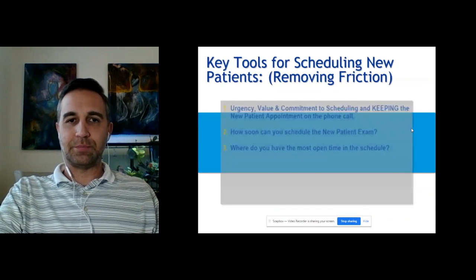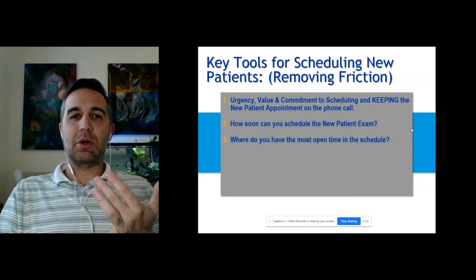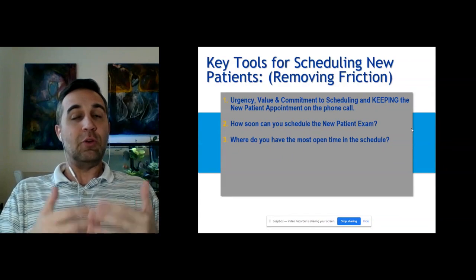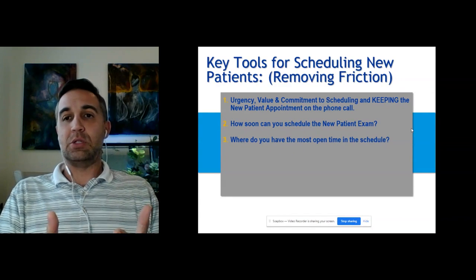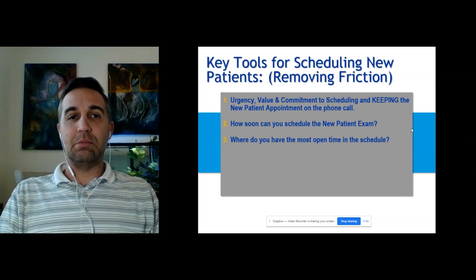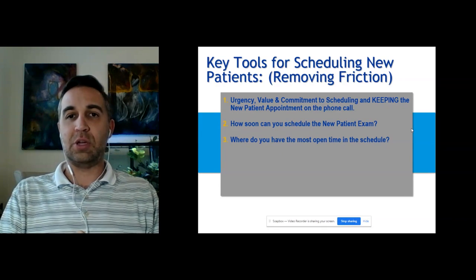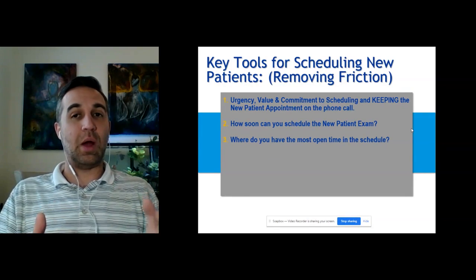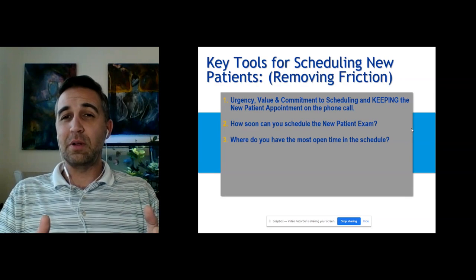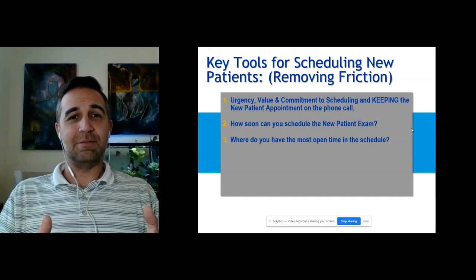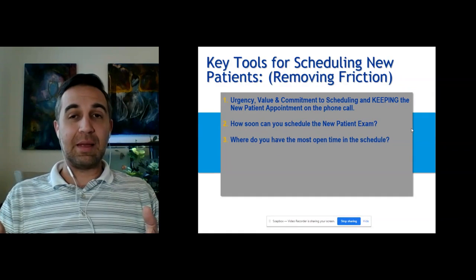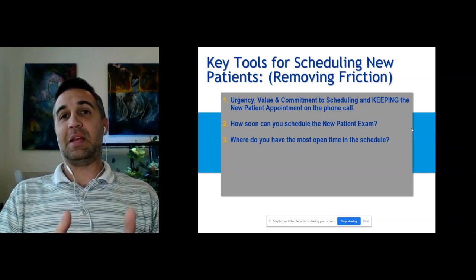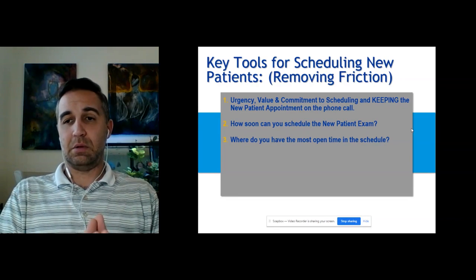So, removing friction. Here's what we know. If you can create urgency, value, and commitment to scheduling and having the patient keep the new patient appointment on the phone call, you've won. That's the goal of all of this. When I ask you what's the most important question to ask the new patient on the phone, I hear a lot of things, like name and how they heard of us. But the real answer is: when would you like to schedule your visit? When I'm doing that, building rapport, creating value, and getting a commitment, I've got to be able to get that new patient in within 7 days.